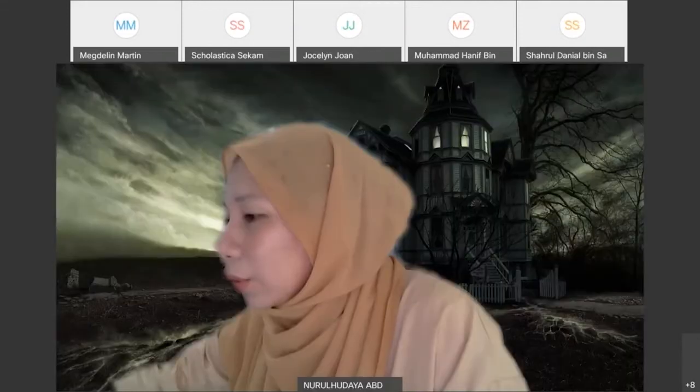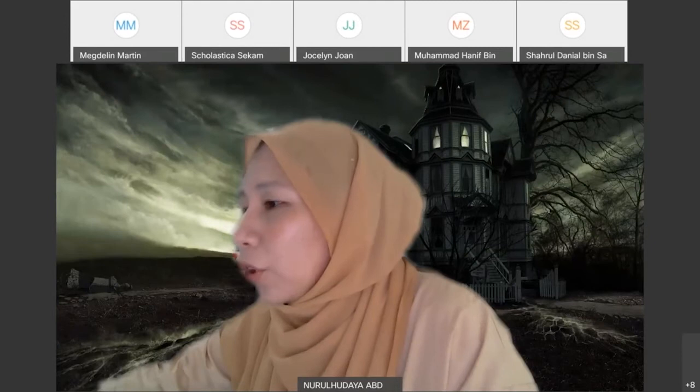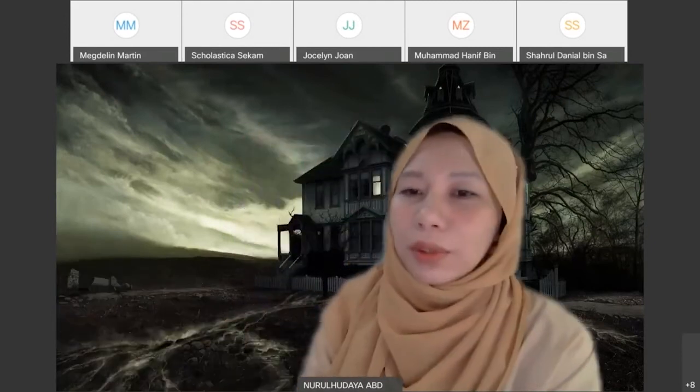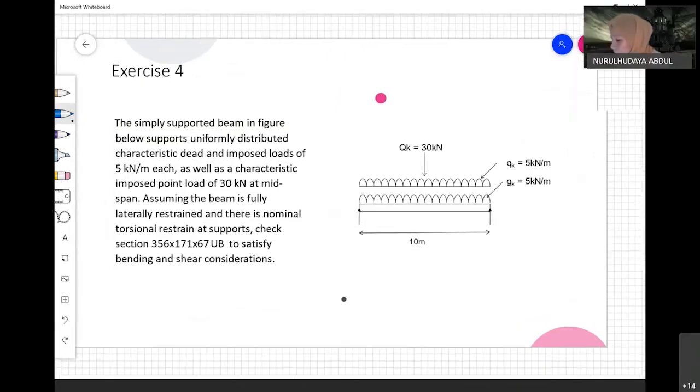Good morning. Okay, so today kita buat exercise 4 ni, sebab this is our number of exercise semua kan yang kita dah buat. So kita masuk this one, exercise 4.